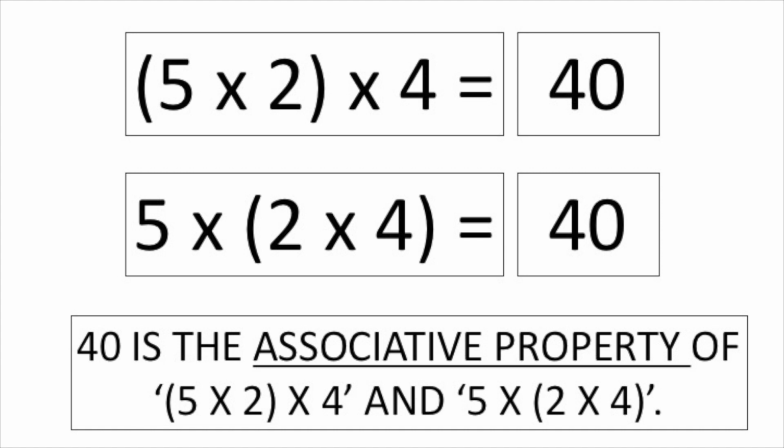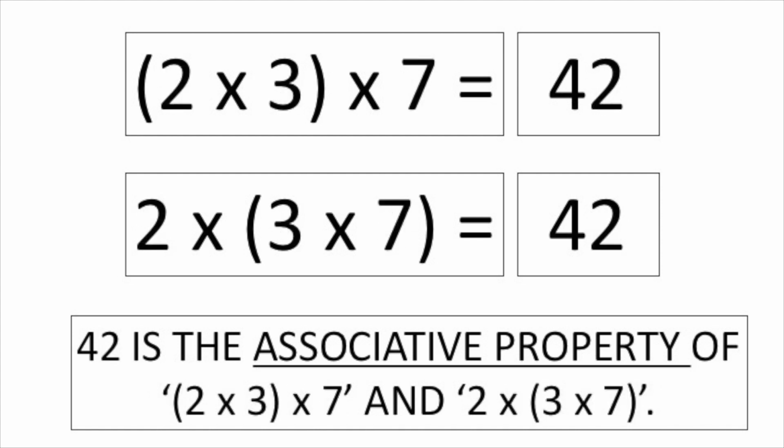Well done, guys. Now let's look at another example, and this time you can give me the answers. So what's the first sum? 2 times 3 times 7. So which part do we do first? Which is 2 times 3 equals 6. So then 6 times 7 equals 42. Okay? Everybody agree? But how about if we do 3 times 7, 21, and then 21 times 2, 42. You see, same answer.